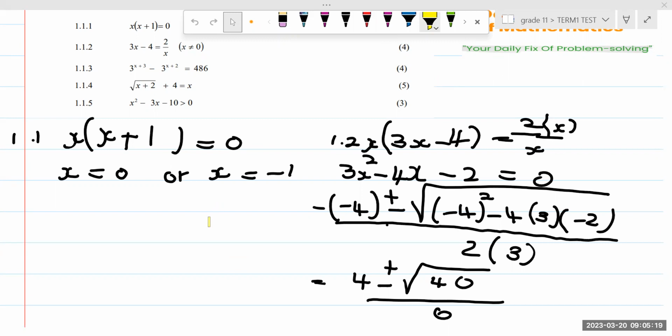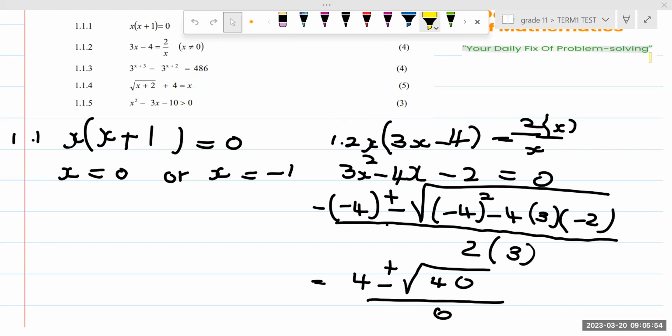Then 1.2. What if 3x minus 4 is equal to 3 all over x again? So then we have to remove this denominator. Remove and multiply by the same denominator, so multiply by x on both sides.